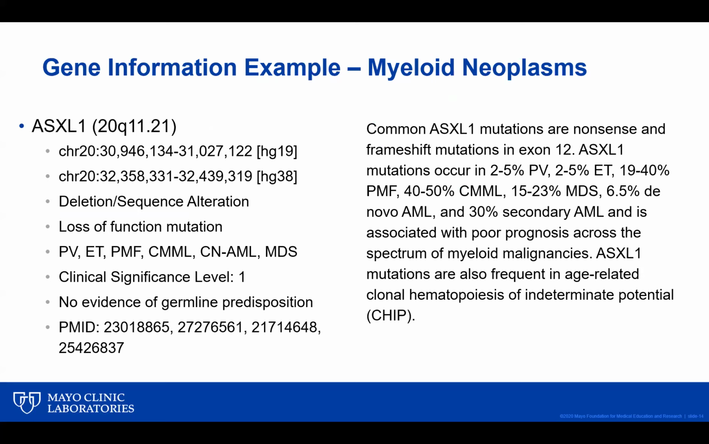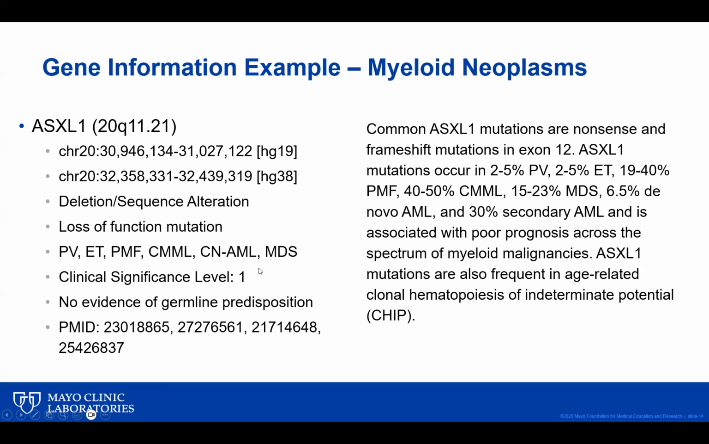So here's an example of all of the gene information that was collected for ASXL1 by the myeloid neoplasms group. ASXL1 is on chromosome 20, cytoband Q11.21. Here are the genomic coordinates for HG19 and HG38. This can be deleted or it can be an oncogenic sequence alteration that would be loss of function. It's seen in a number of different myeloid neoplasms that are listed, abbreviated here.